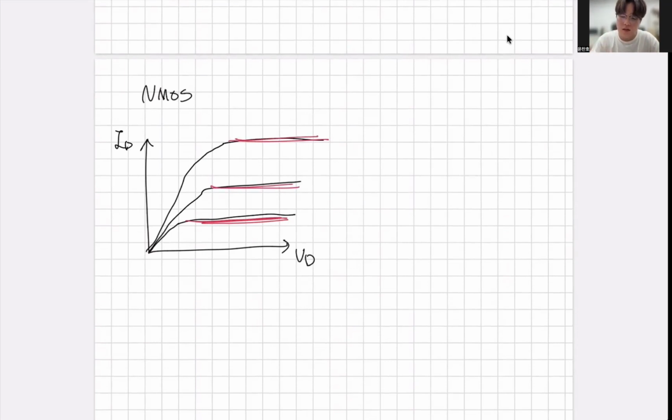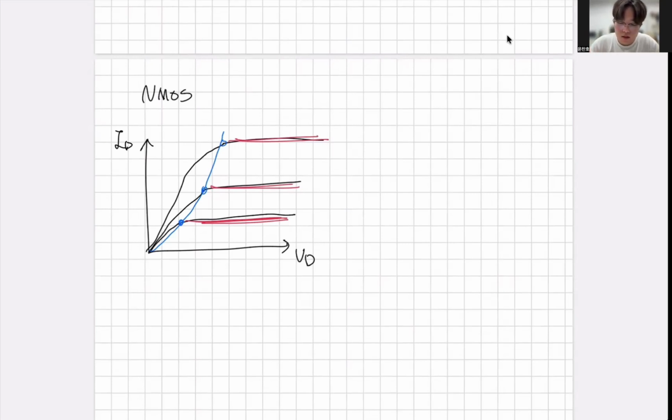The red line is the saturation part, and the blue point is the edge of saturation. So we can draw the edge of saturation graph like this. And we can check that the edge of saturation increases like a square graph.